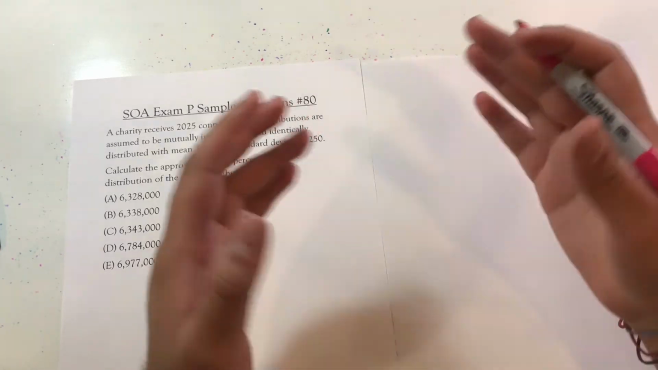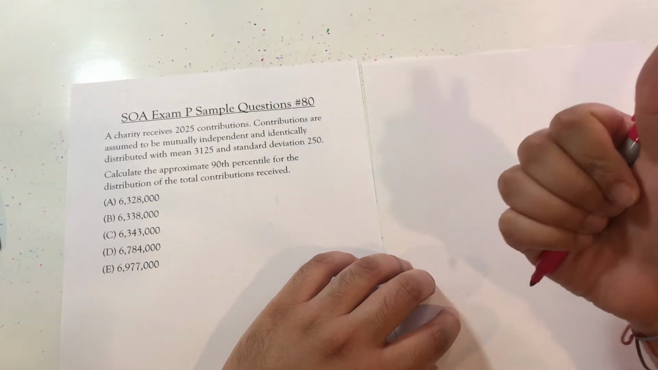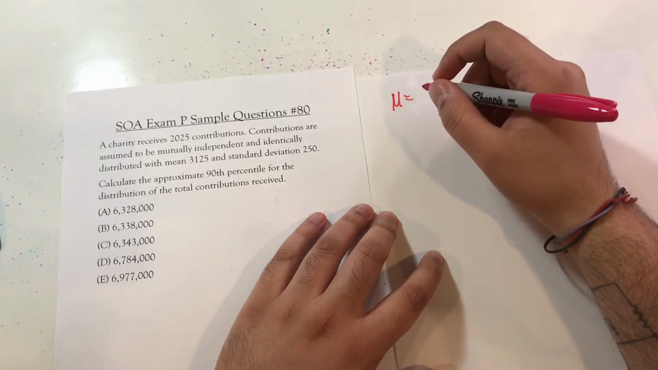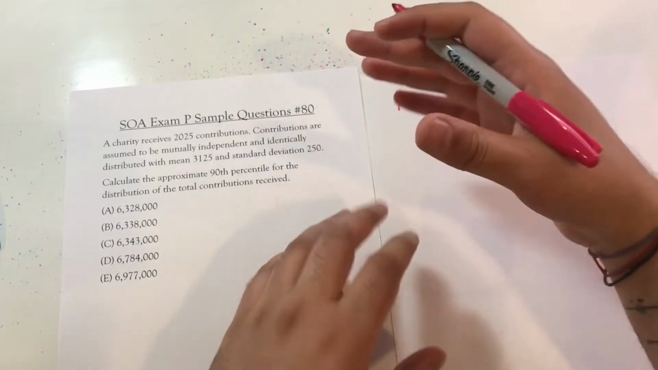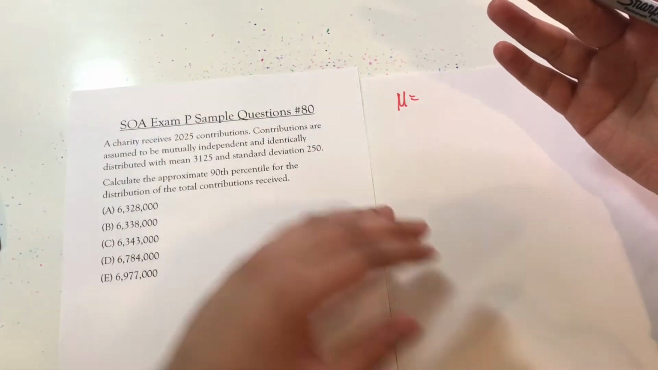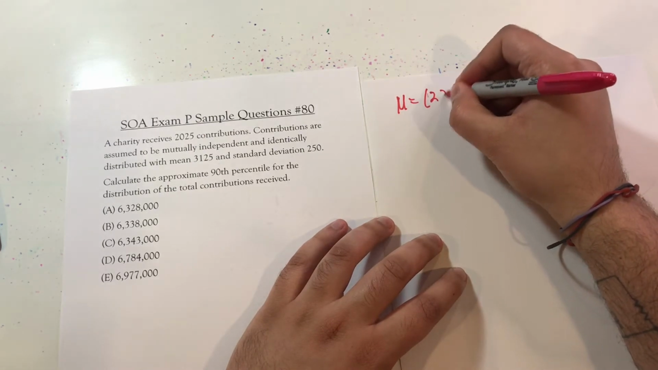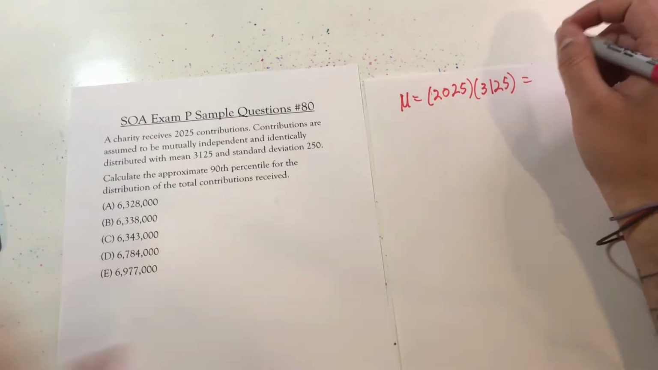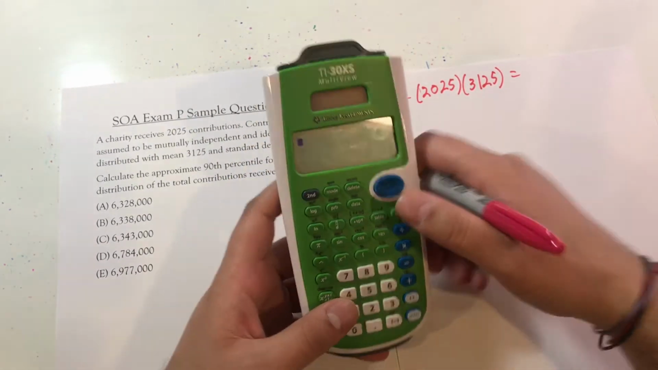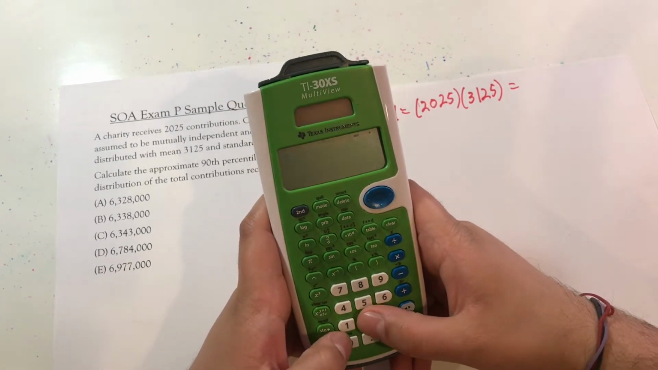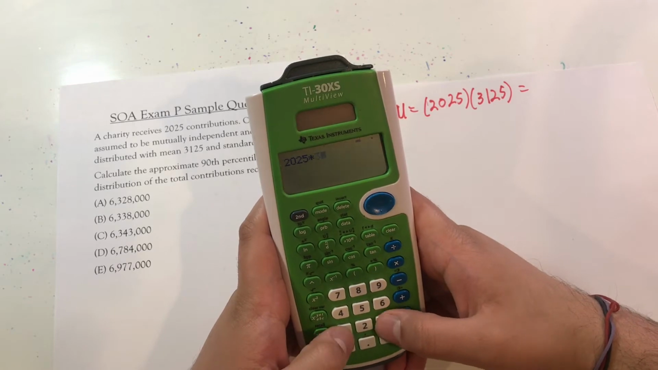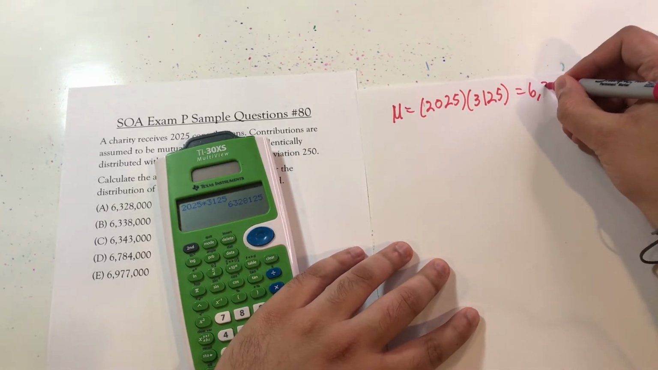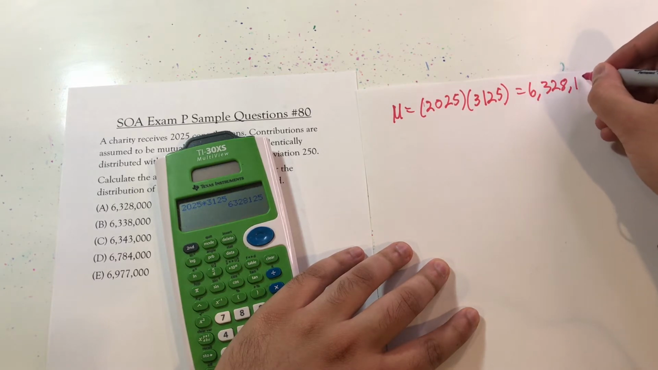So when dealing with the normal distribution, we need two important pieces of information, the mean and the standard deviation. So mu is going to be equal to the mean for a single contribution multiplied by the number of contributions we have. So that's going to be 2,025 times 3,125. And going to my trusty TI-30XS, 2025 times 3125 is 6,328,125.